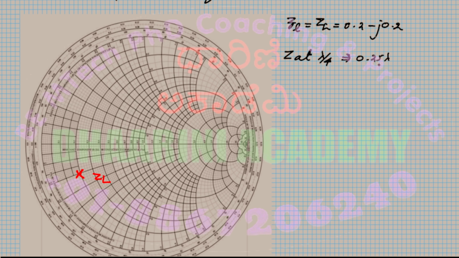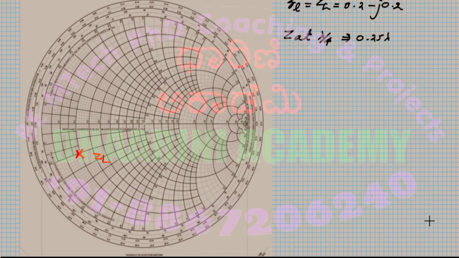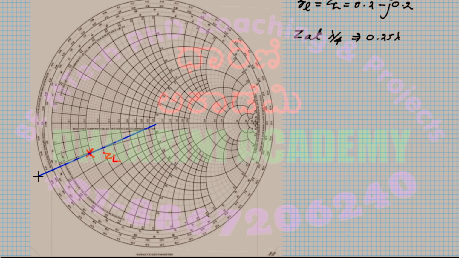So what you will do is simply connect the point ZL to the center of the circle, correct? That's our first job. From the center, I'll say that is the center, draw a line to this point and try to measure where it actually meets the outermost part of the circle. Is that okay? So that is the first thing that we are going to do.